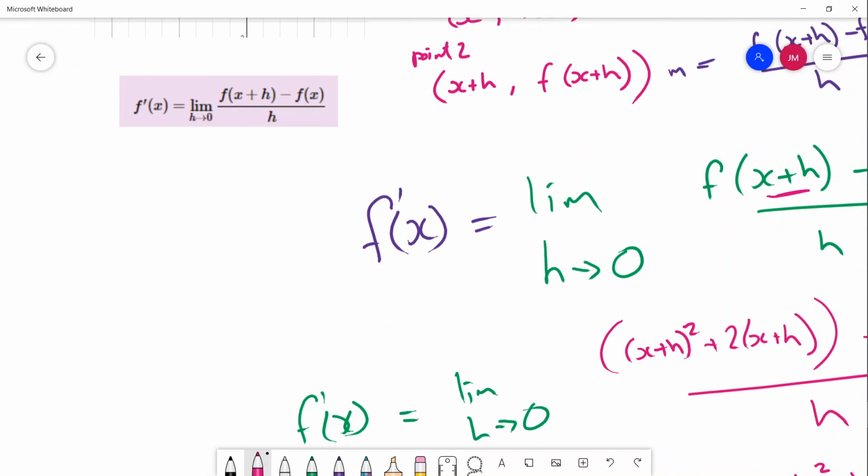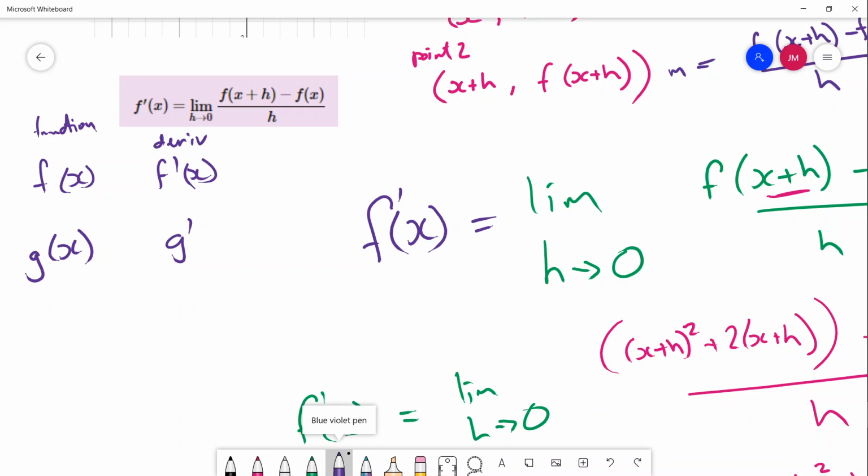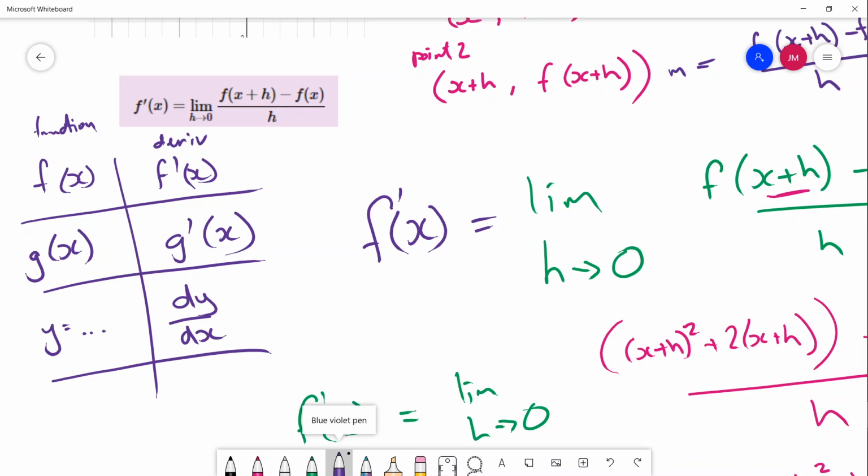Okay, that's the derivative notation, which you'll see. f of x, so that's the function, and the derivative we'd write as f dash x. And you can have any function, g of x, you just write g dash x. If you have a function in terms of y equals something, to write the derivative, we use dy dx. That means the change in y over the change in x. So it's just different types of notation you'll see, but the formulas will stay the same.